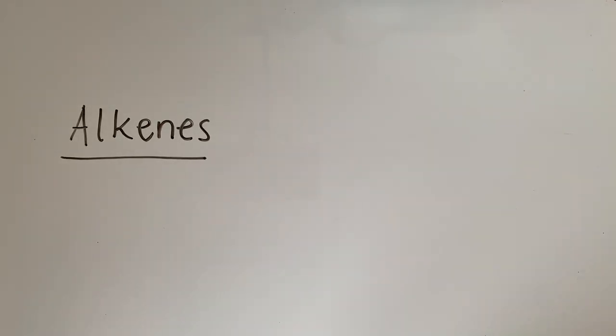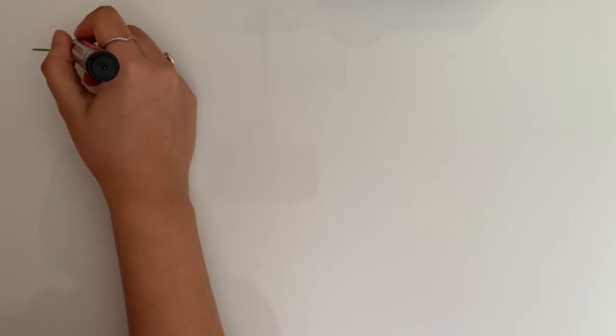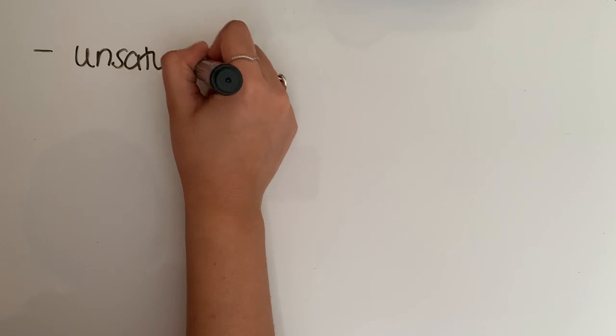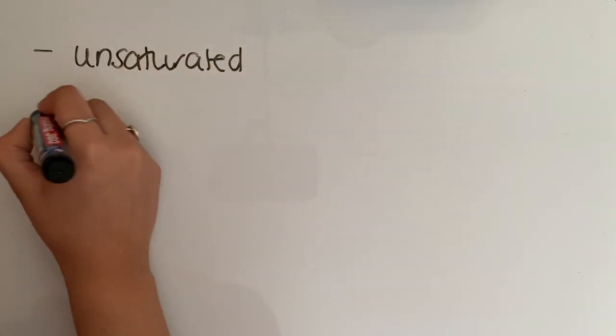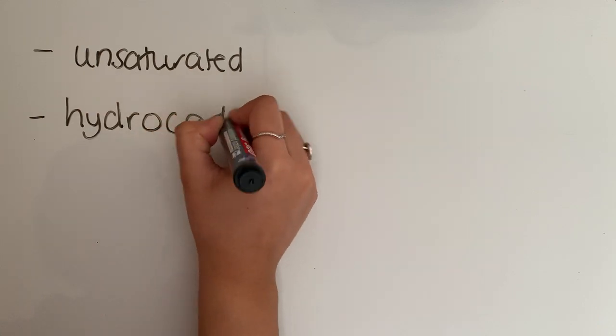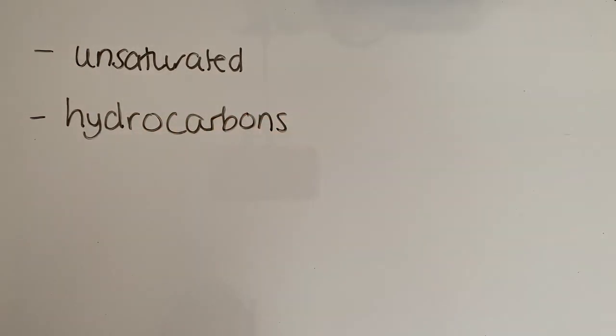In this video, we are going to be looking at the structure and bonding found within alkenes. Now, alkenes, as we know, is another functional group, and the two words that we can describe alkenes with are unsaturated and hydrocarbon. So we can class alkenes as being unsaturated hydrocarbons.